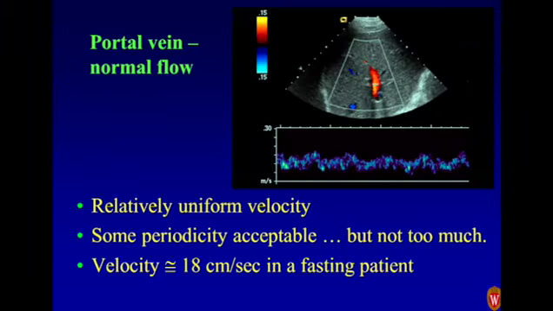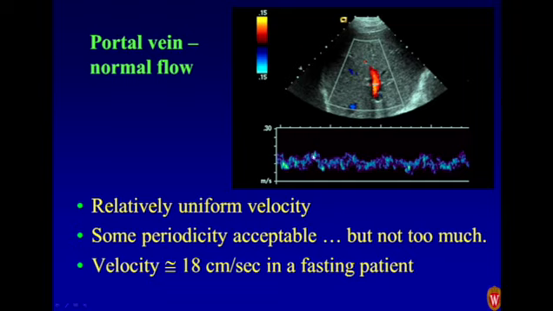The portal vein should have a relatively flat flow profile. A little bit of velocity variation, a little bit of periodicity is okay, but not too much. Why? Well, because the portal venous system is isolated from cardiac activity by the capillary plexus of the gut and the spleen on the inflow side, and the liver sinusoids on the outflow side. So this vascular system is isolated.